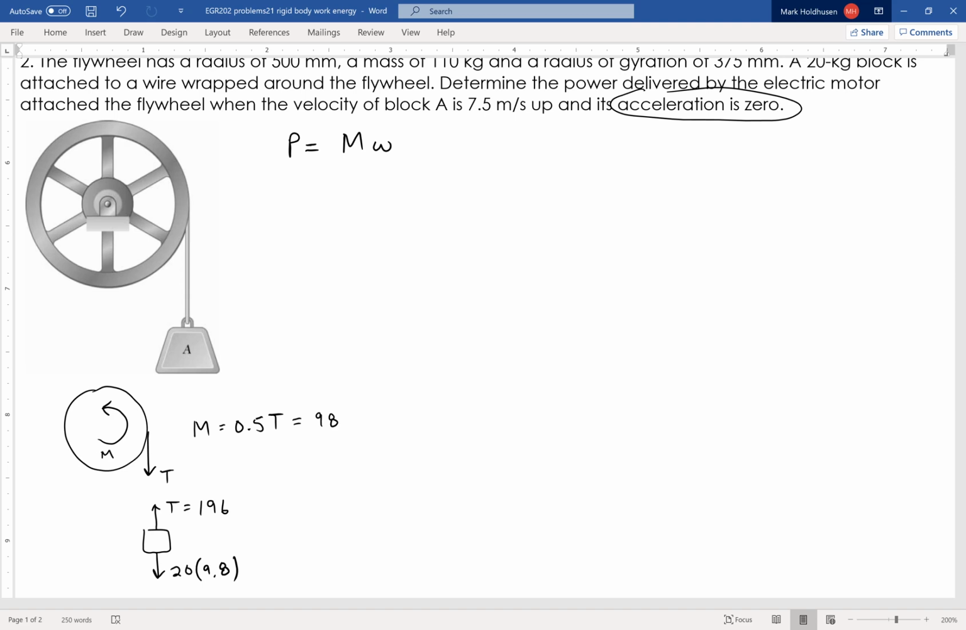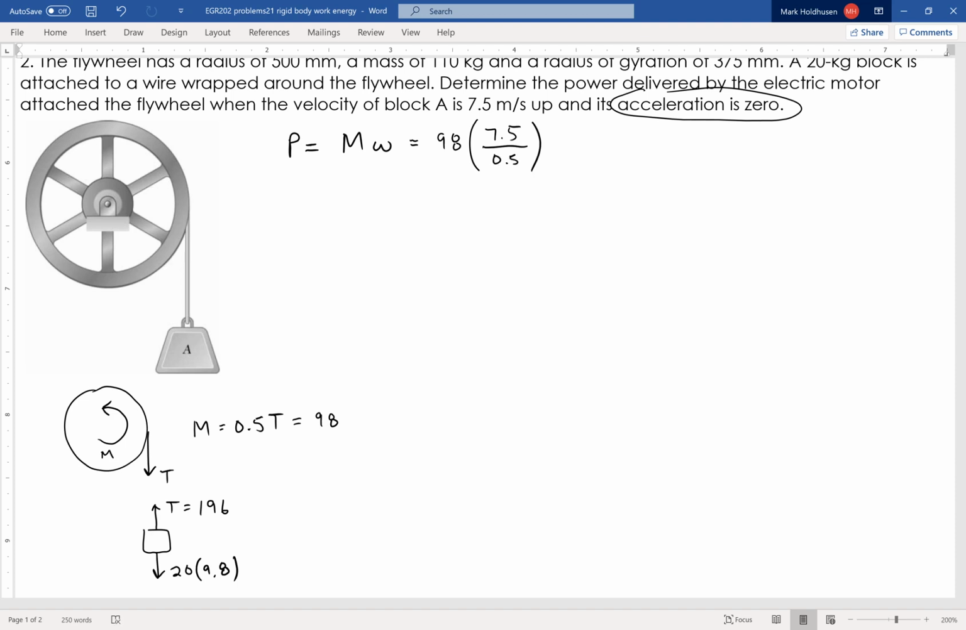Now I got to talk about omega, right? So that moment is 98 omega. This thing is traveling at 7.5. Now we know that omega is just v divided by r, or I can think about v equals r omega, however you want to think about it. But that omega is just based on the velocity of 7.5 divided by that radius of 0.5, and that's really all there is to this.